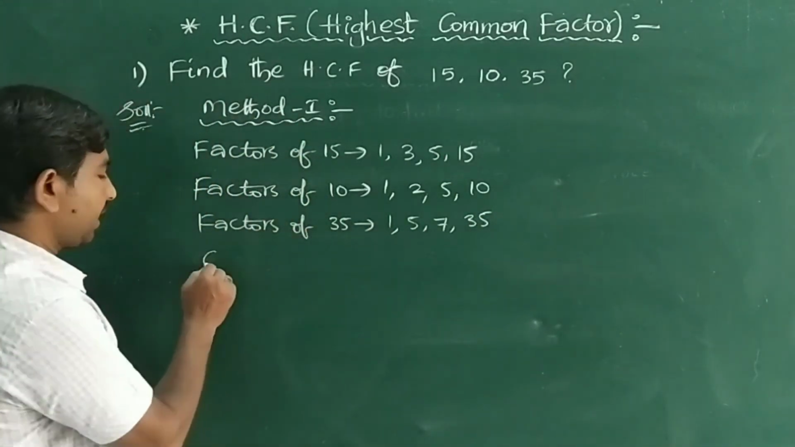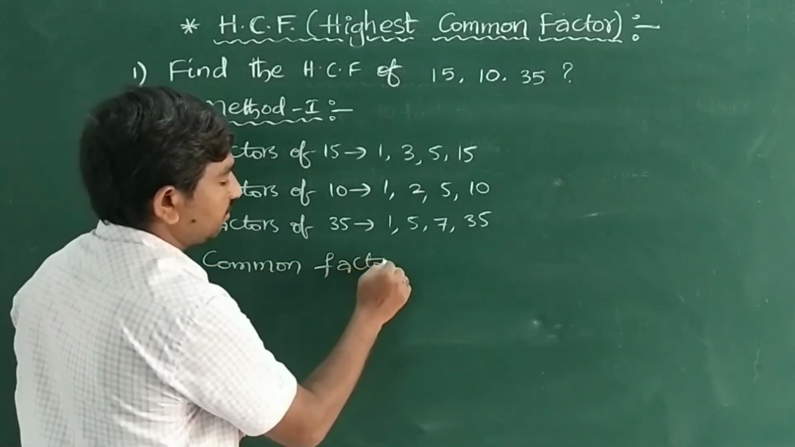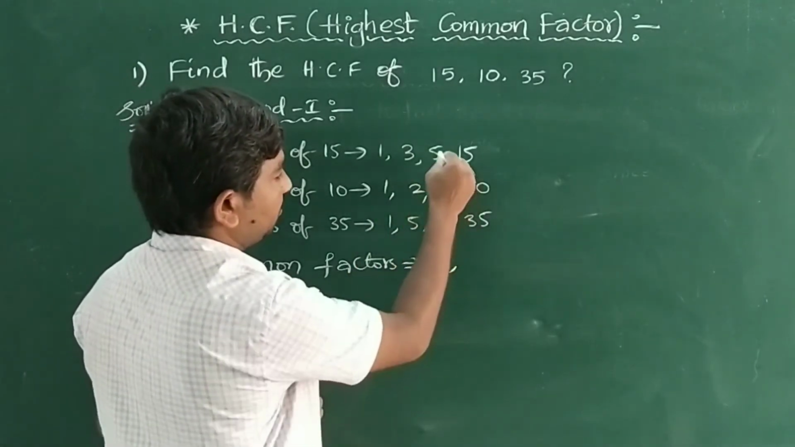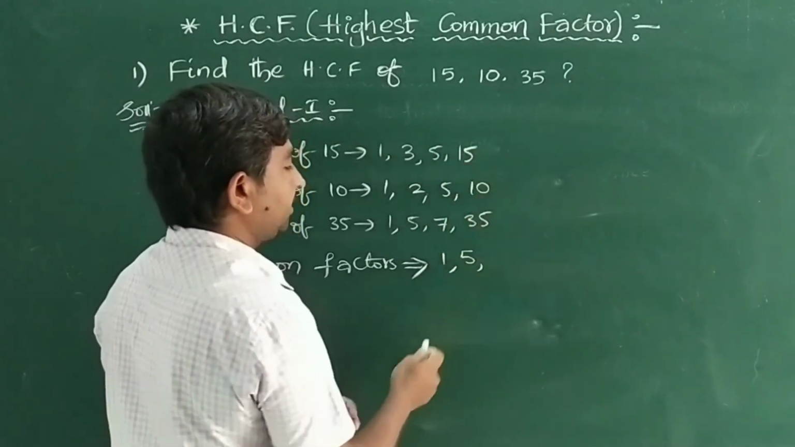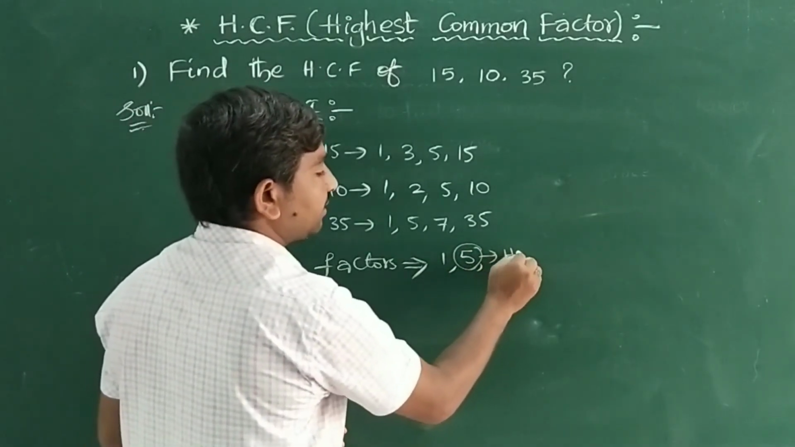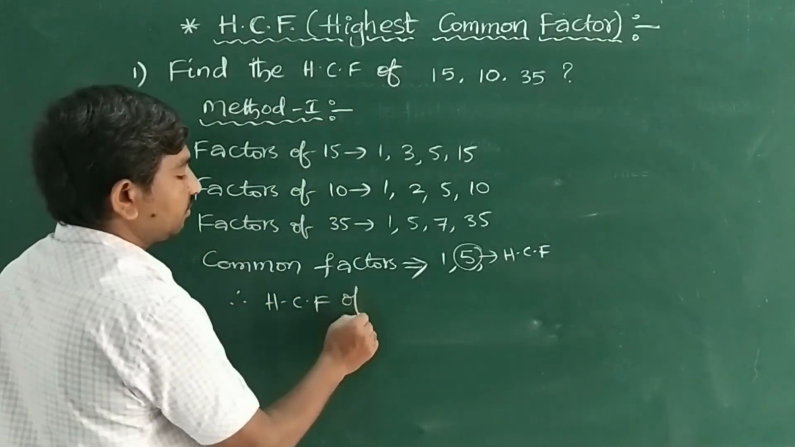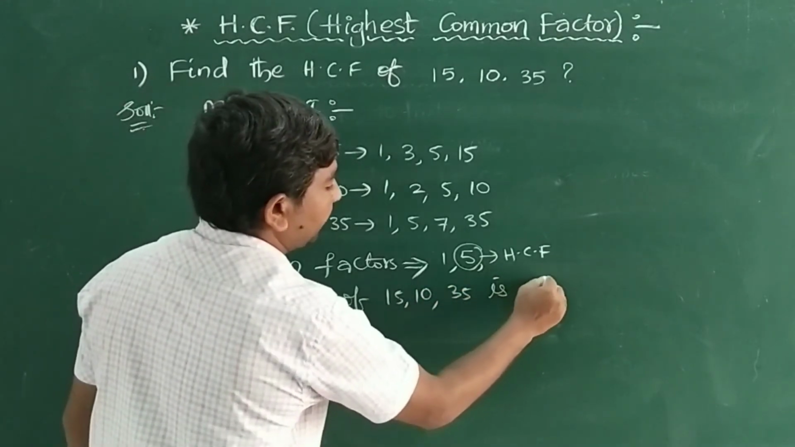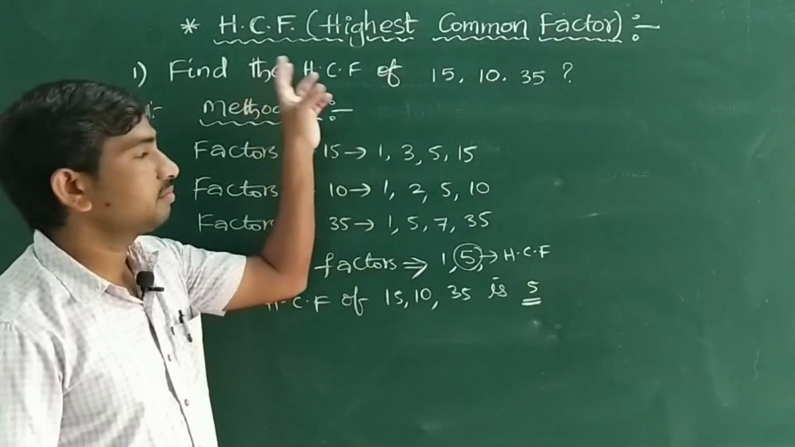Now write the common factors. What are the common factors? 1, 5, any other? 7, no. Any other? No. So 1, 5 only. So what is the highest one in this? This is the highest one, the HCF. So therefore HCF of 15, 10, 35 is what? 5.